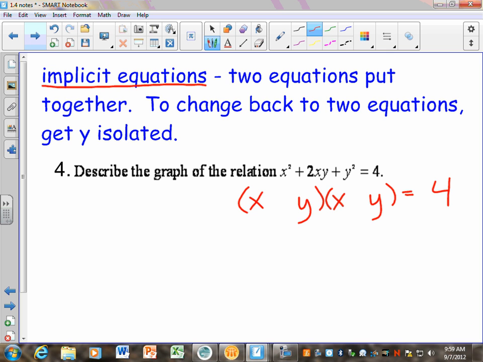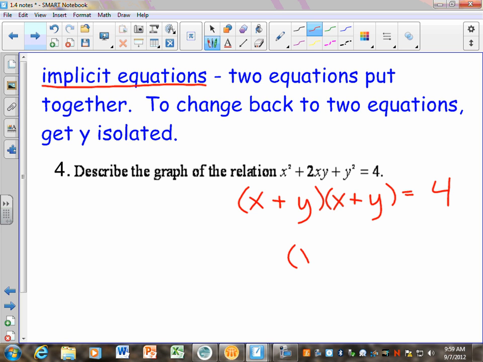My middle term is plus 2xy. If I multiply x times y and x times y, could I add them together to get plus 2xy? I think that just factors into x plus y, x plus y. How's that going to help me? Can I just break those up and set each one of them equal to 4? No, you're only allowed to do that if it equals 0. Can you break it up and solve for each one?